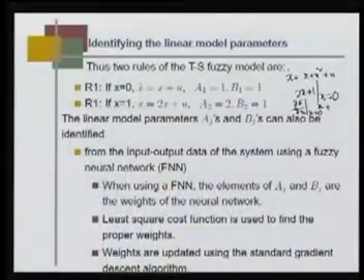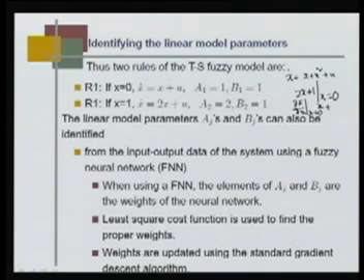But the linear model parameters a_j's and b_j's can also be identified using a fuzzy neural network. So, from the input output data of the system, I have a given system, I generate input output data, and train a fuzzy neural network. When using a fuzzy neural network, the elements of a_j and b_j are weights of the neural network. A least square cost function is used to find the proper weights. Weights are updated using the standard gradient descent algorithm as well.